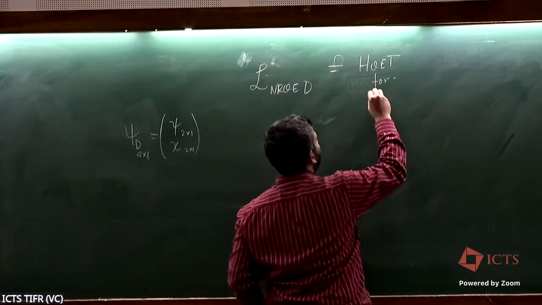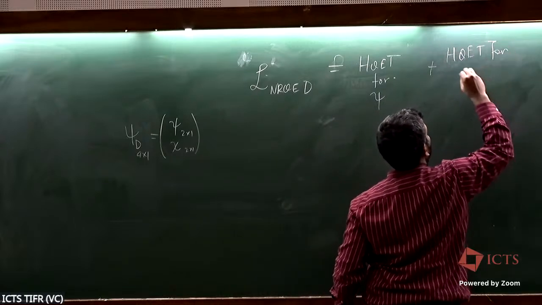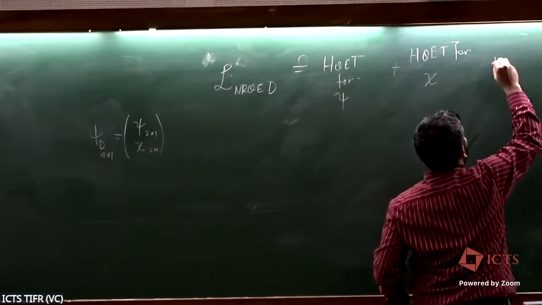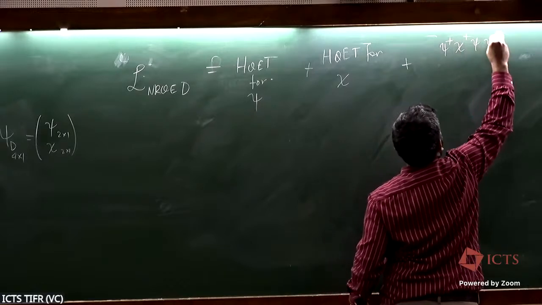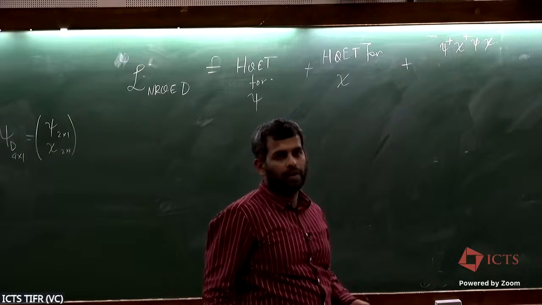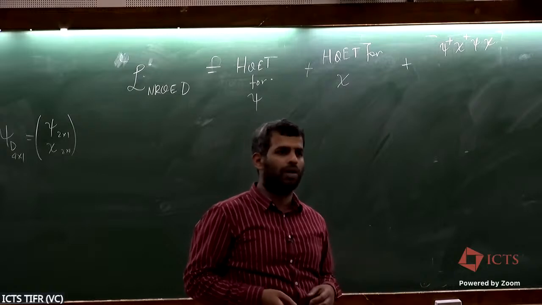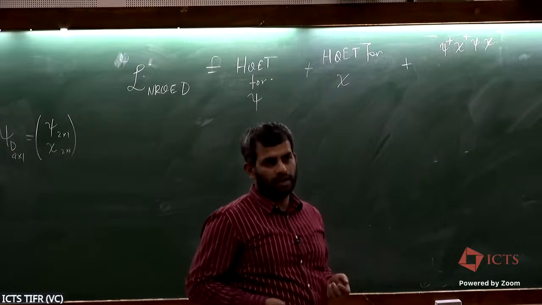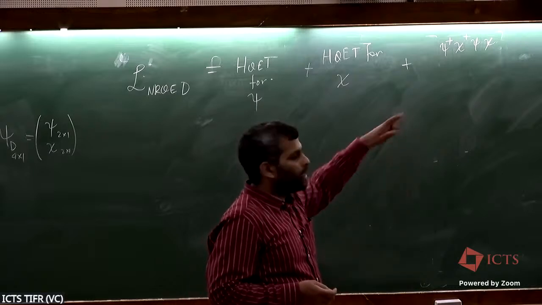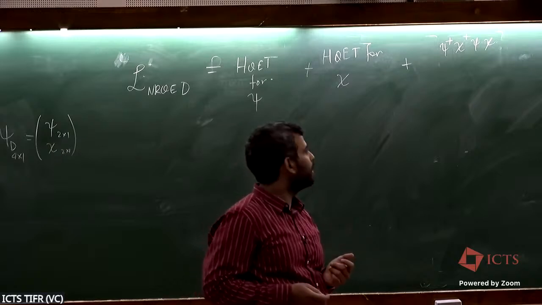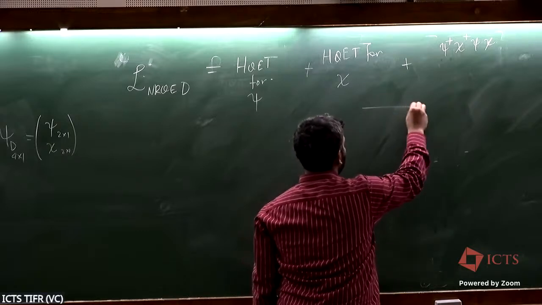So this is HQET for psi plus HQET for chi. Plus there are terms like psi dagger chi dagger psi chi, 4 fermion interaction terms. Because in the HQET, I was only describing a 2-body system with 1 heavy quark. I was not looking at a particle-antiparticle scattering or E plus E minus scattering. Here I can look at E plus E minus scattering, and these 4 fermion interactions would come from some diagrams like these.